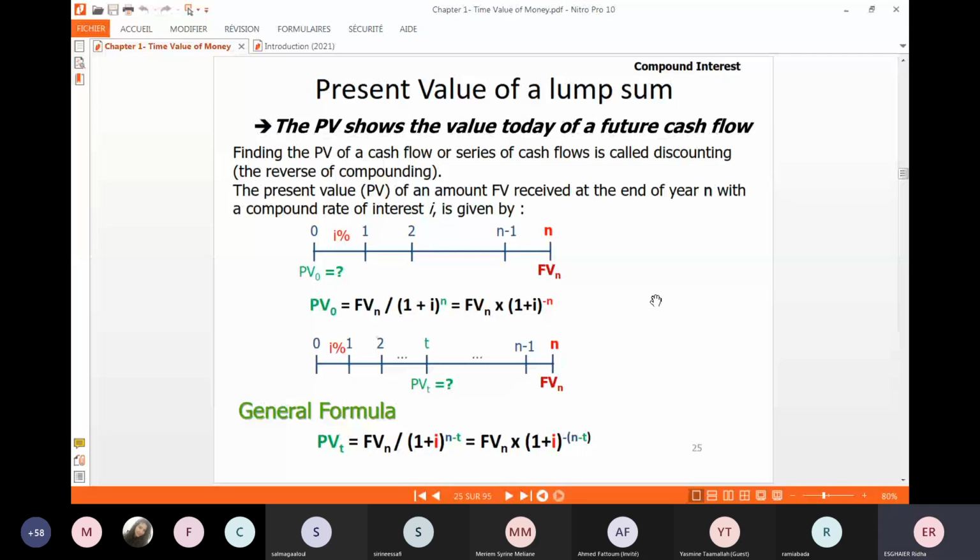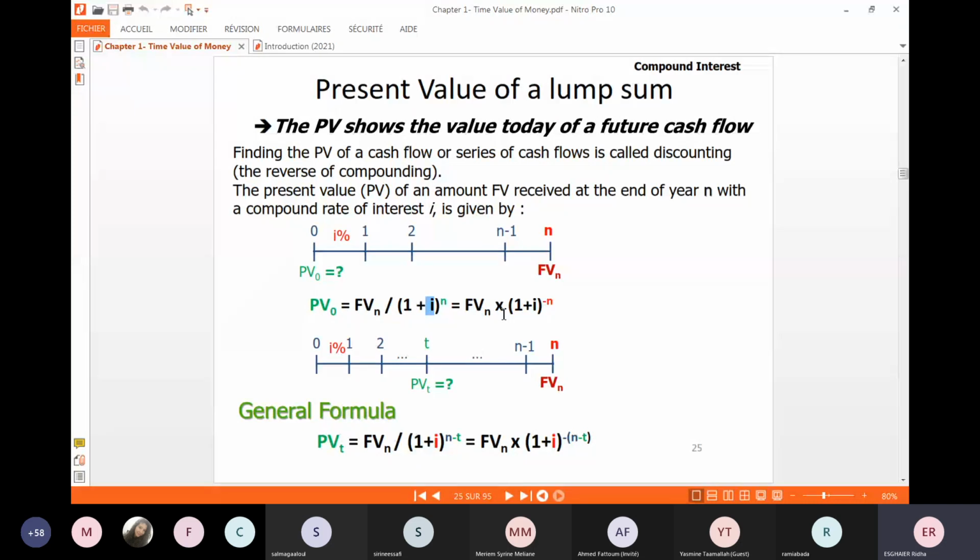Here, since the future value at the date n is equal to the present value at the date 0 times 1 plus I to the power n, the present value at the date 0 will be the future value at the date n divided by the interest factor 1 plus I to the power n. We call it in finance the interest factor. We divide the future value by 1 plus I to the power n. Here in this case, I is called the discount rate because we are discounting the future value to compute its present value today.